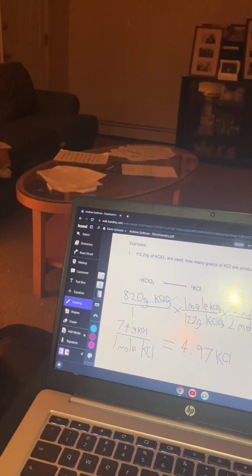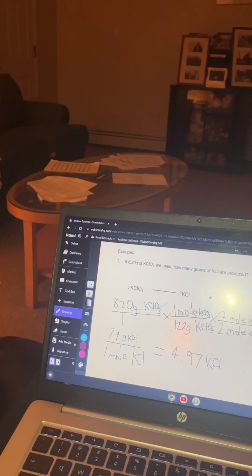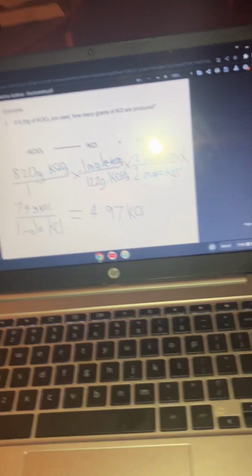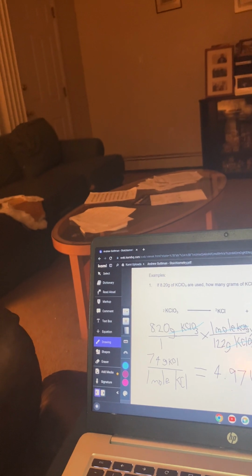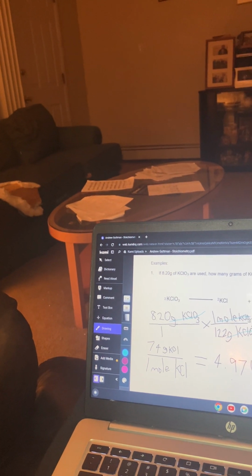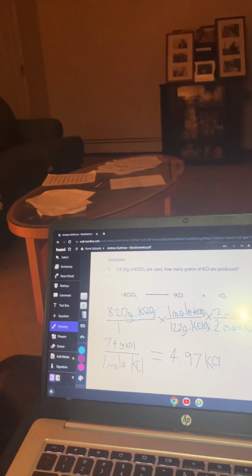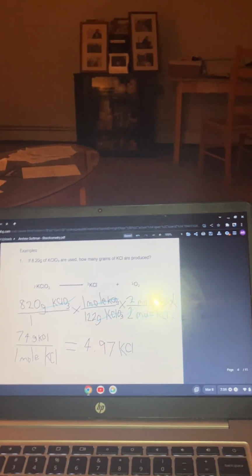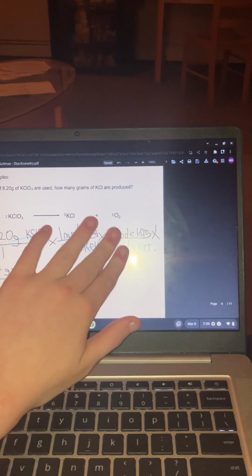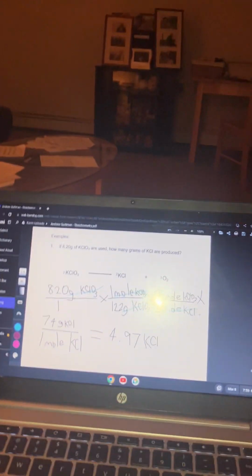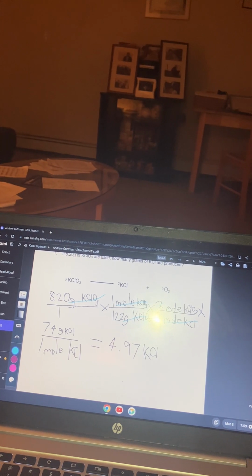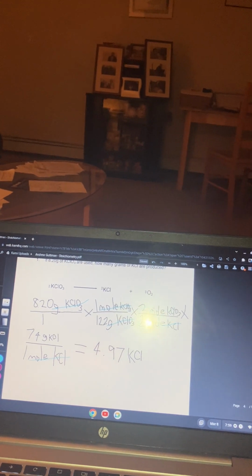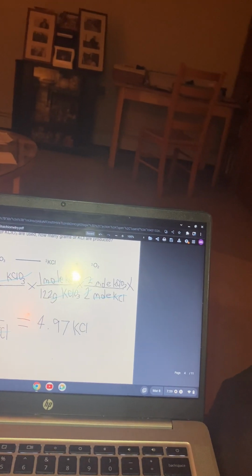You do need to show the 2 over 2 for the dimensional analysis purposes, even though it just leads to 1. You can cross off the 2's if you want to, but you do need to show that stoichiometry in there. You do need to show that you're changing from mole KClO3 to mole KCl, and it's not always going to be 2 to 2. Then 74 grams of KCl, it's going to be 1 mole of KCl, so you can cross that off. Then you multiply the top by the bottom, and you get 4.97.